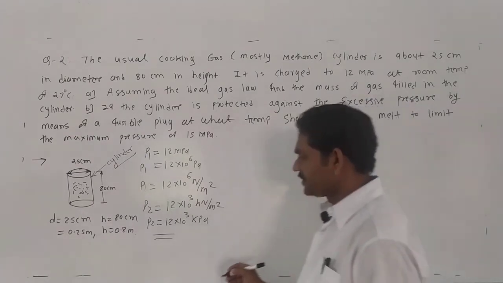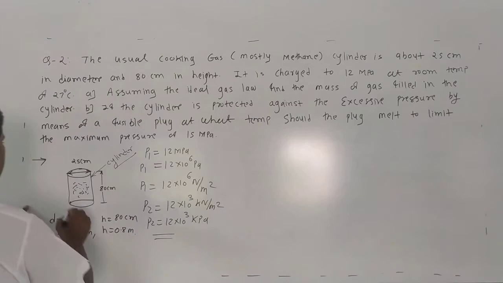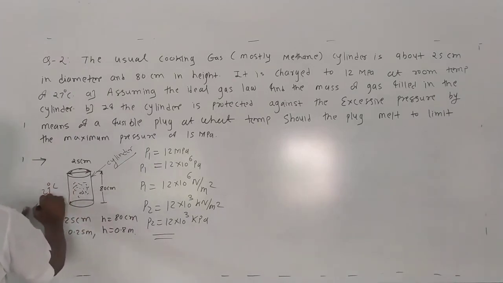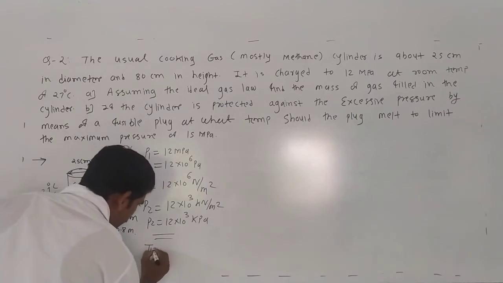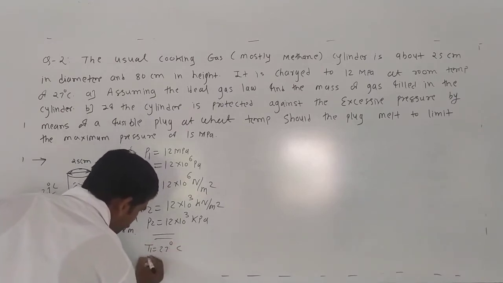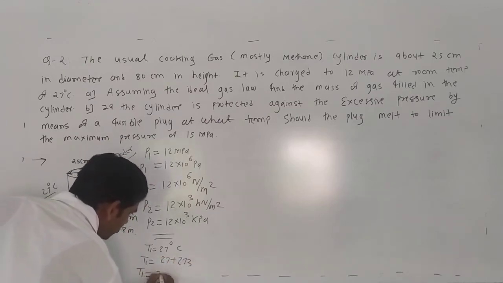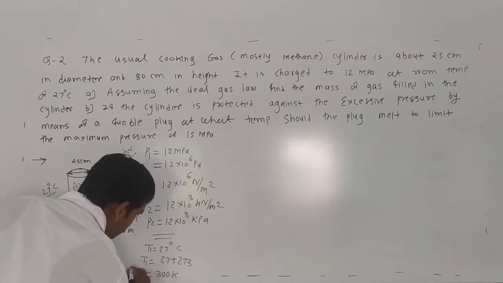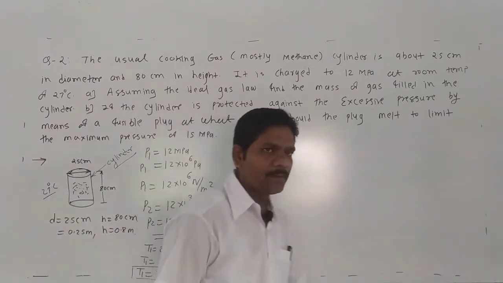What is the temperature given initially, during the time of filling? The surrounding temperature is how much? 27 degrees Celsius. So surrounding temperature T1 is 27 degrees Celsius. So Kelvin is how much? 273 plus 27, so it is 300 Kelvin. This is the temperature. Okay.